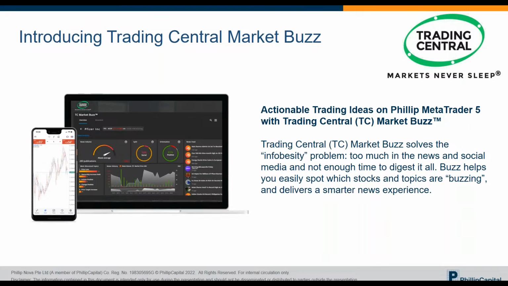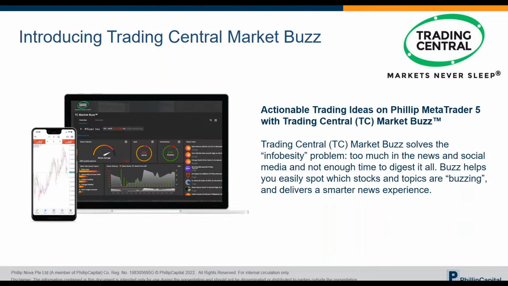Essentially, this also helps us solve this problem of infobesity, right? Because right now information is everywhere. We don't even know if some of it is reliable or not. So this is a place where it gathers all the reliable news sources in one place and presents them to you in a very useful manner.